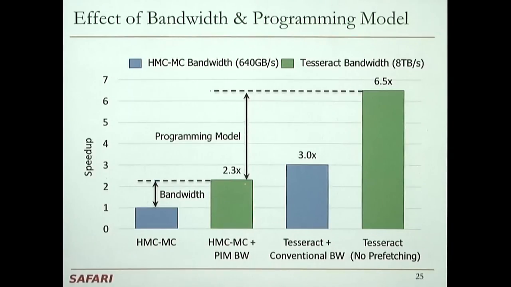And another way of looking at this is hybrid memory cube, many core with PIM bandwidth. Magically, you get 8 terabytes per second as opposed to 640 gigabytes per second. And this is Tesseract. Basically, you don't have the hybrid memory cube system, but you have the Tesseract system. So that gets you whatever the difference between these two are, about 3x again, which is interesting. Right? So about 2.3x of the benefit comes from getting higher bandwidth, and the rest, about 3x, comes from everything else that we do, changing the programming model, plus everything else that's associated with it, messaging.